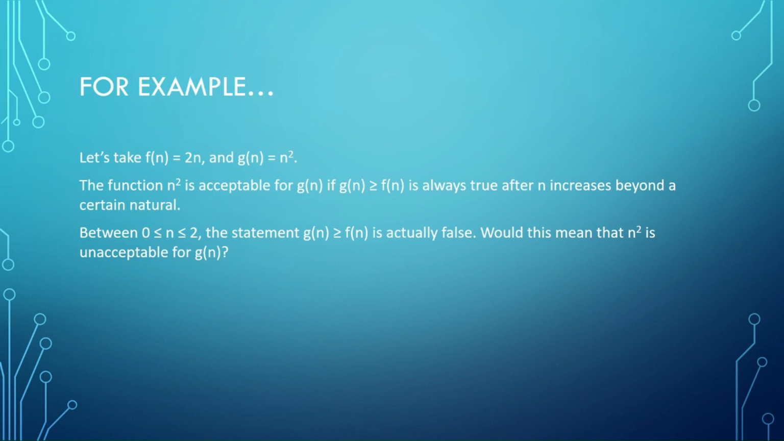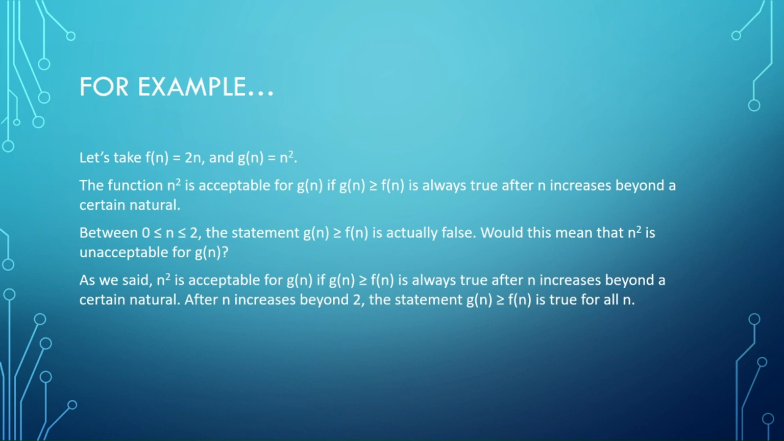Large values of n, that's right. So, as we said, n squared is acceptable for g of n if g of n is greater than or equal to f of n is always true after n increases beyond a certain natural. So after n becomes large, as you say. In the case here, after n increases beyond 2, the statement g of n is greater than or equal to f of n is true. So after n increases beyond 2, we can say that it becomes large.